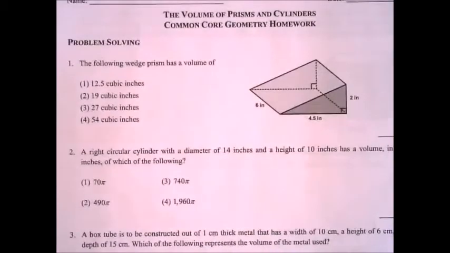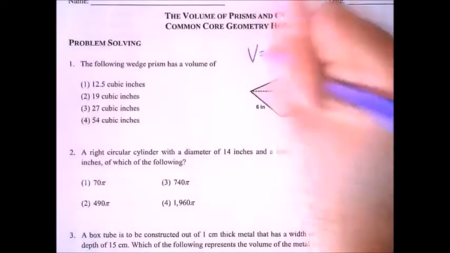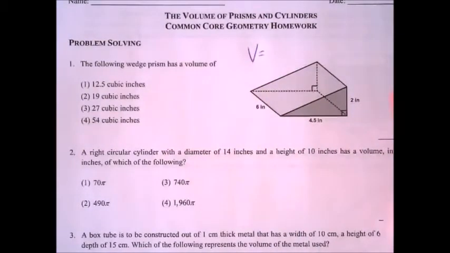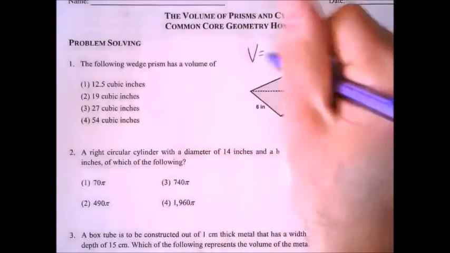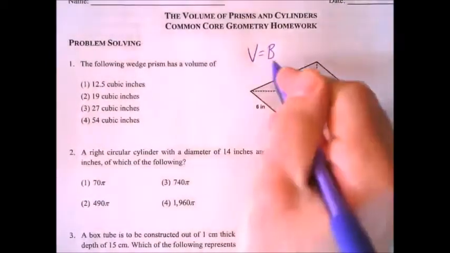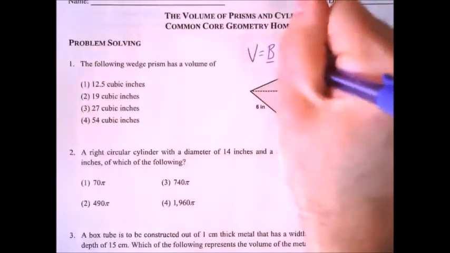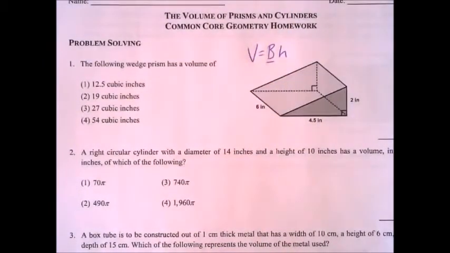Alright, so question 1, the following wedge prism has a volume of... Basically, for the volume of any prism, you take the area of the base, which we very often write as capital B, times the height of the prism. So if you can find the area of the base and you know the height, you can then find the volume. Here's what I mean by that.